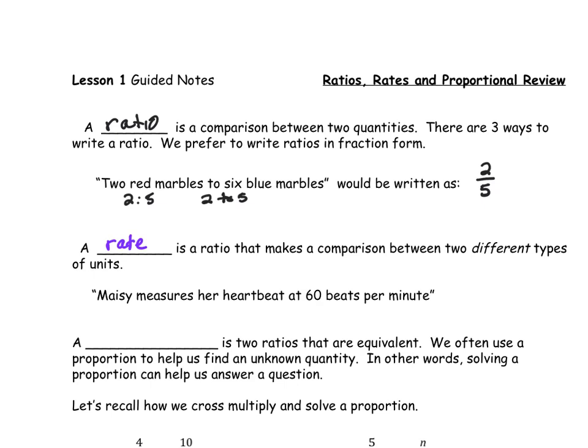So let's read what it says here because this is an example. Maisie measures her heartbeat at 60 beats per minute. So the top part of the ratio is referring to beats, 60 beats, and the bottom part of the ratio, or the second part of the ratio, is talking about minutes. So it mentioned that there are 2 different types. So I would label this, if I wrote it, 60 beats, so I know that's what that's talking about, and 1 minute. So that's what we're going to practice doing today, is labeling these as well.